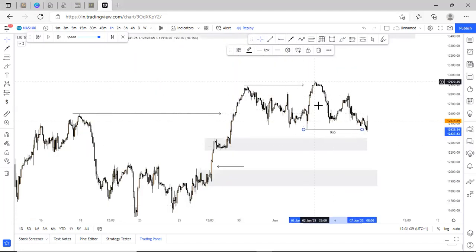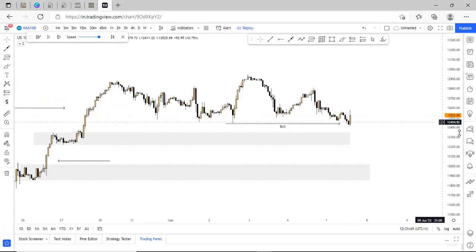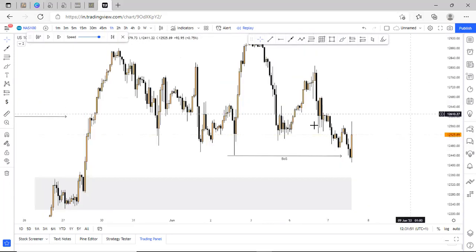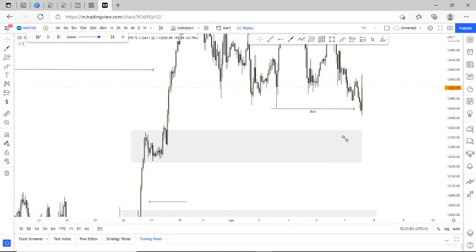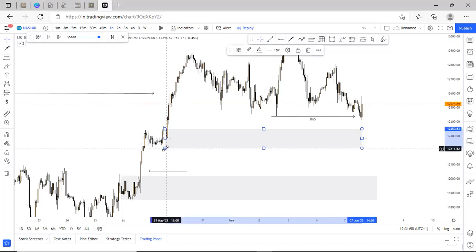This is now showing me that since this demand has been taken out, this demand has been broken, price is no longer going bullish anymore. So I was now looking for a sell trade for price to probably fill this demand zone that is yet to be mitigated, and also this one down here.